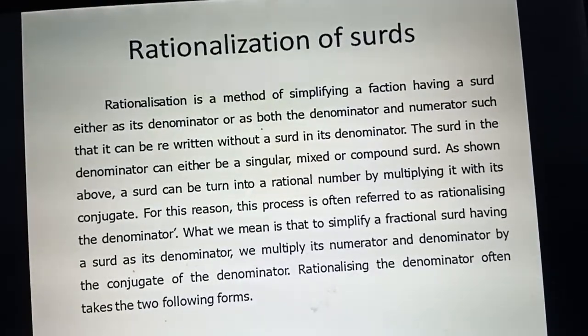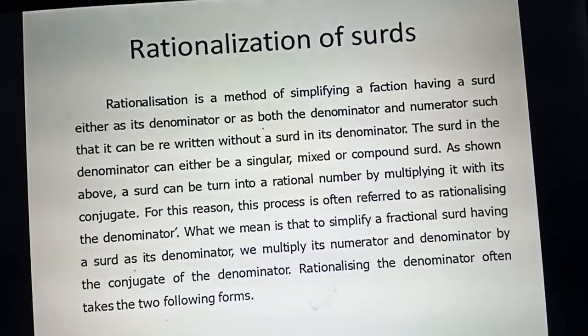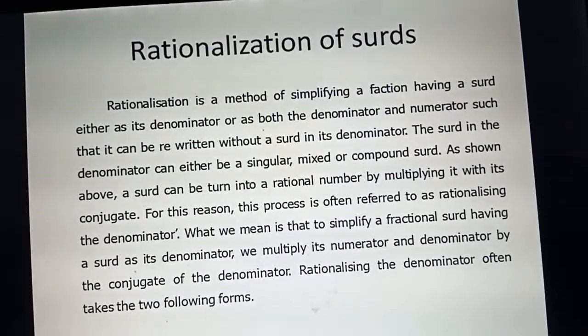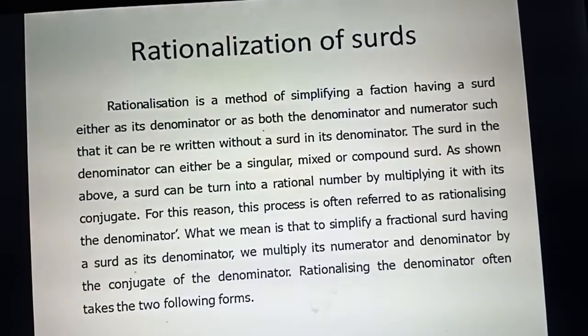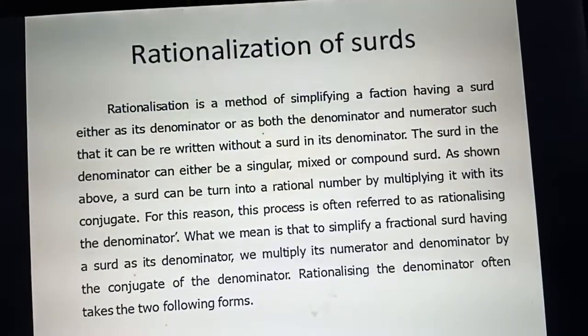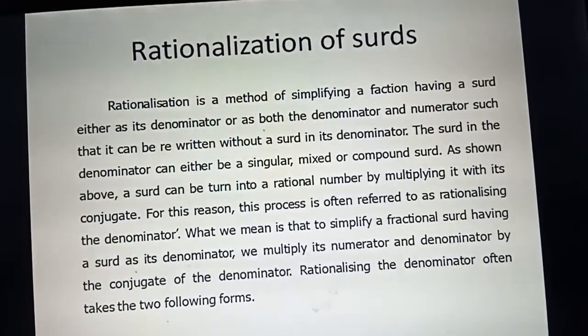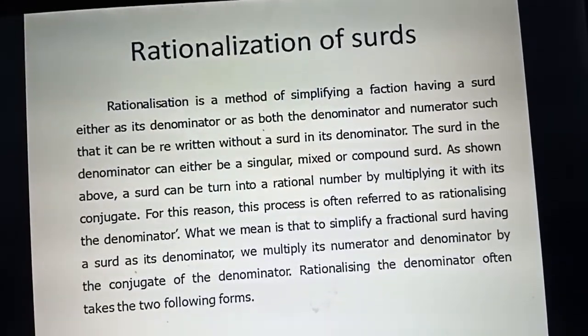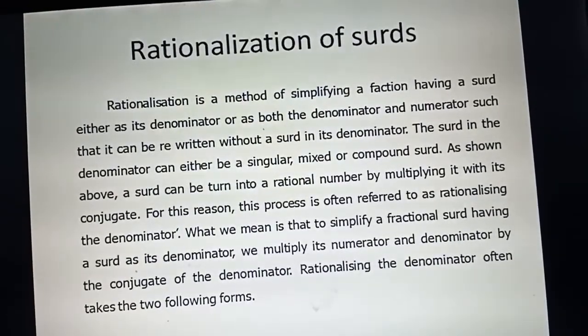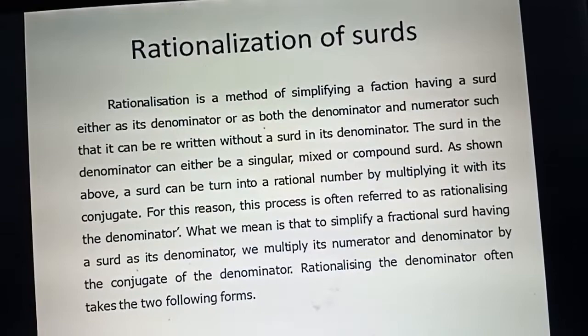So this process is referred to as what? Rationalization of the denominator. What we mean here is the simplification of a fraction having a surd as denominator: we multiply its numerator and denominator by the conjugate of the denominator, as you are going to see in the example below.